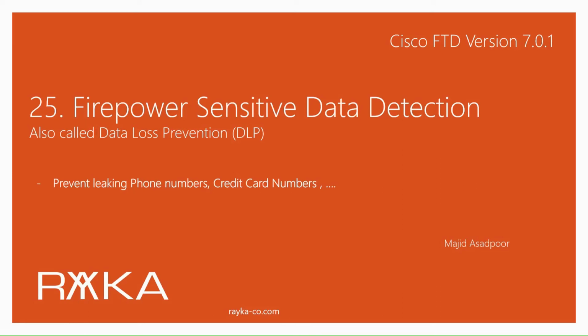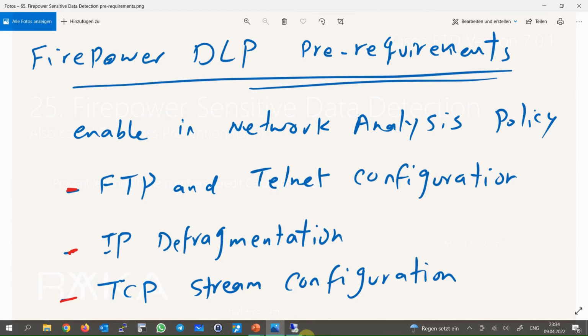Firepower sensitive data detection, or data loss prevention, detects and generates events where sensitive data, intentionally or accidentally, such as email addresses, phone numbers, social security numbers, credit card numbers, and driver license numbers, is leaked from our network. Before configuring sensitive data detection, make sure that FTP and Telnet configuration, IP defragmentation, and TCP stream configuration are active in the network analysis policy.